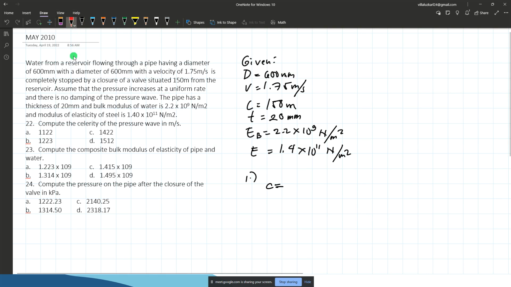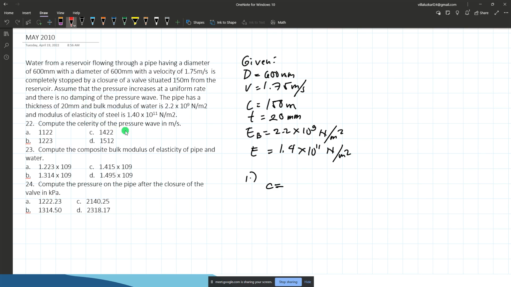either for a rigid pipe solution or a non-rigid pipe. As we can see here, it is not mentioned in the problem if it is a rigid or non-rigid pipe. But if it is mentioned that it is a rigid pipe, it's clear that we can use the solution, the square root of EB over rho.